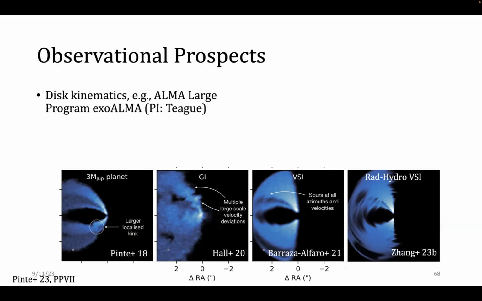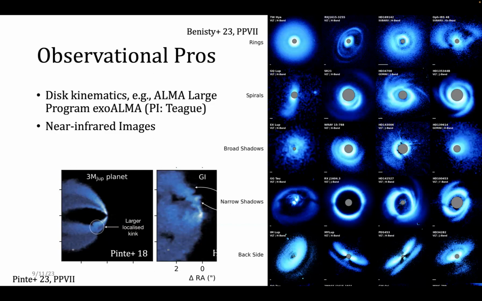And for the observations, there is a lot going on with kinematics. For example, the ALMA large program, exoALMA, is trying to infer the existence of giant planets from these kinematics. But I would say that with our self-consistent treatment of the simulations, we can make better predictions than just using pure isothermal simulations. Also, there are already a lot of near-infrared scattered light images on the market, but I don't think we have explored them to their full potential, because these scattered light images come from the surface of the disk, where they are very sensitive to the disk thermal structure. So our radiation hydro simulations can do a better job of predicting these kinds of images.